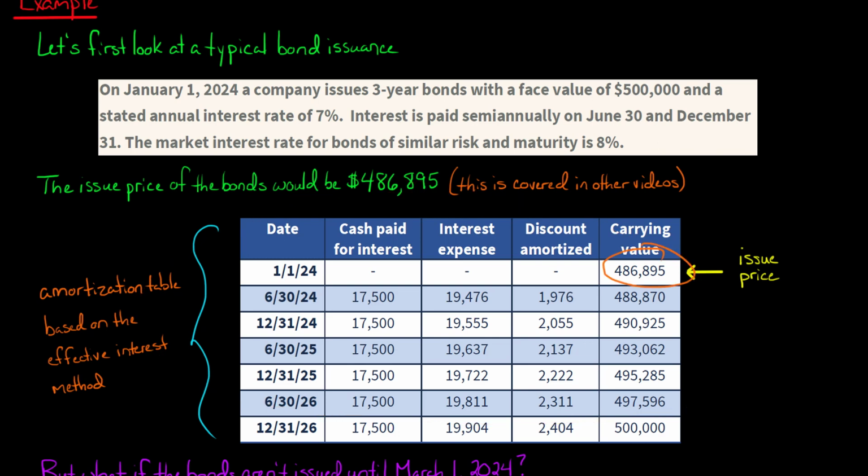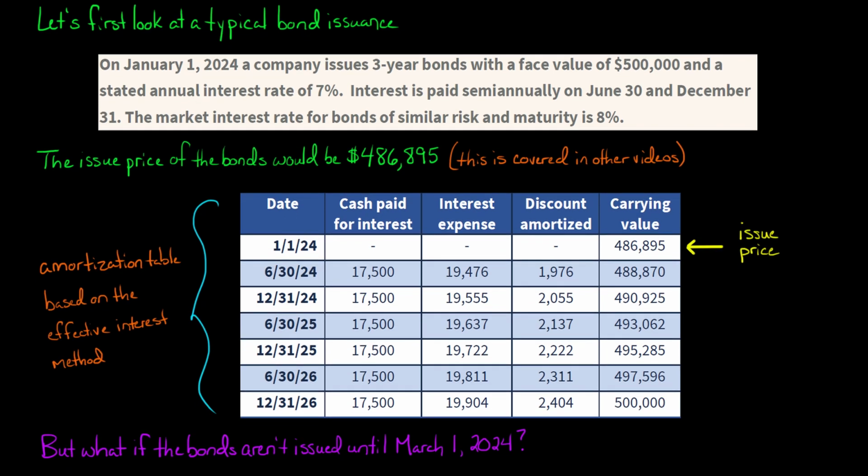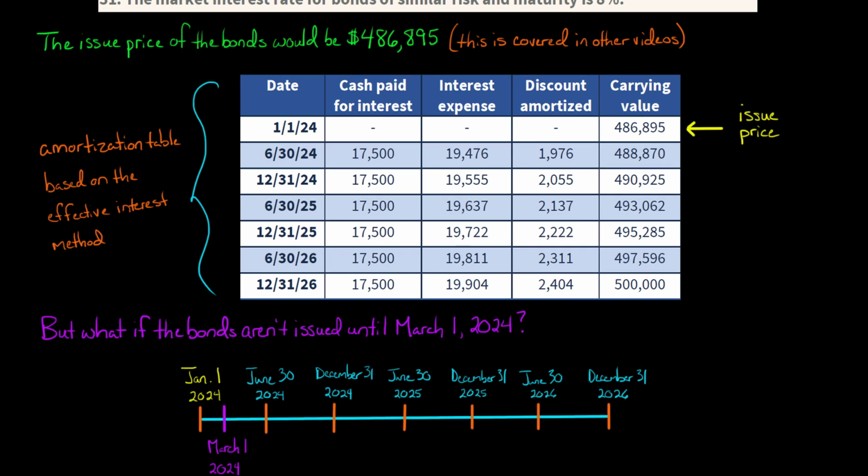So we start with our initial carrying value, which is the issue price of the bond. We've gone over all this in other videos. What I want to talk about is this. We are assuming here that this bond is issued on January 1st, 2024, and then the first interest payment date is June 30th. But what if the bonds aren't issued until March 1st, 2024? So we've got all these dates, but for whatever reason, on January 1st, 2024, no investor buys the bonds. So it's 2 months into the bond, right? January 1st to June 30th is going to represent 6 months of interest, but 2 months have already passed when someone buys the bonds.